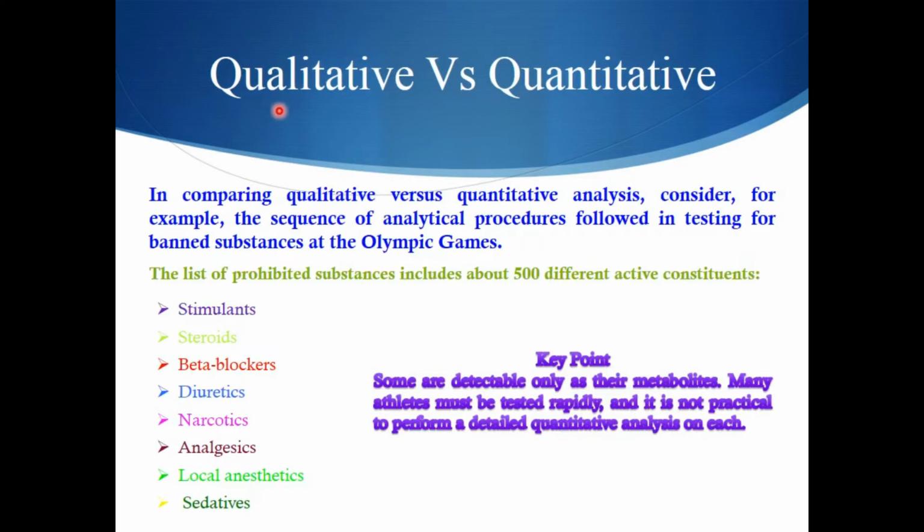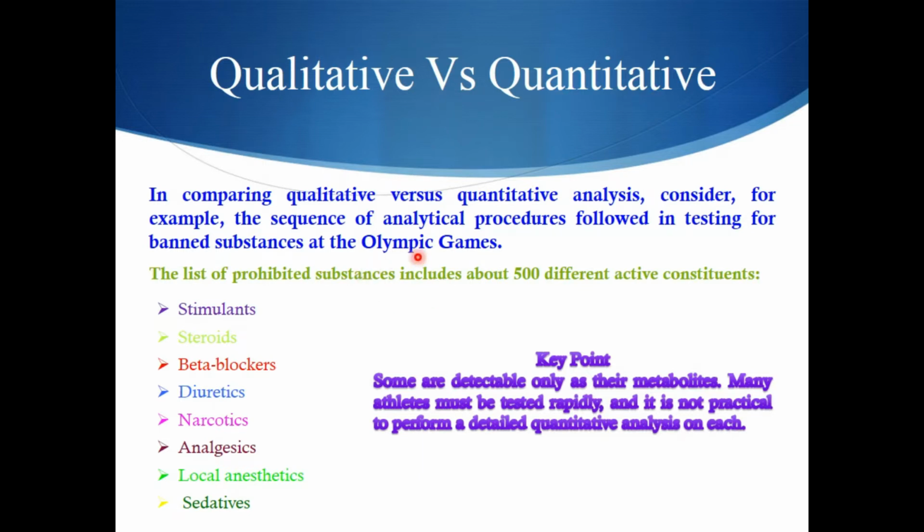Then we will compare qualitative versus quantitative. In comparing qualitative versus quantitative analysis, consider, for example, the sequence of analytical procedures followed in testing for banned substances at the Olympic Games. After the end of this explanation, we will very well understand the difference between qualitative and quantitative analysis, and in this topic we will also discuss which experimental techniques, whether chemical or physical, can be used to perform qualitative or quantitative analysis.